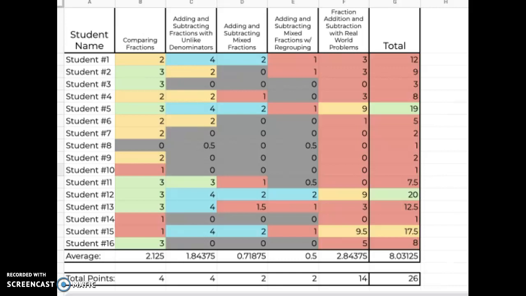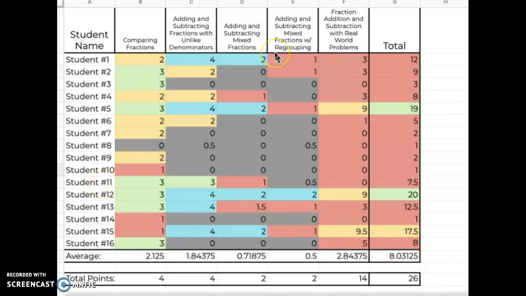Looking at our table here, you can see on the left it says our student name, and then the score for each content or big idea is right underneath it. If you go all the way down to the bottom, you'll see the total possible points. So for comparing fractions, the total possible points was 4, and you can see student number 1 only achieved 2 out of the 4 possible points.